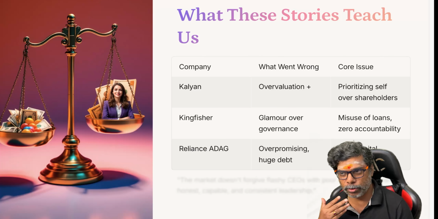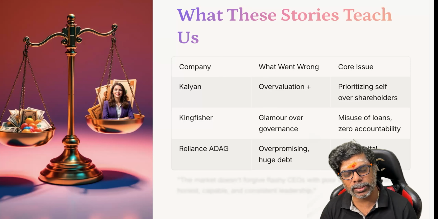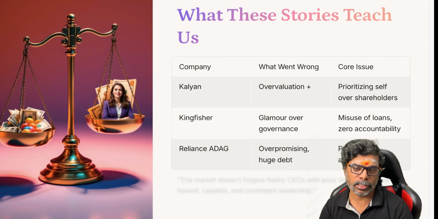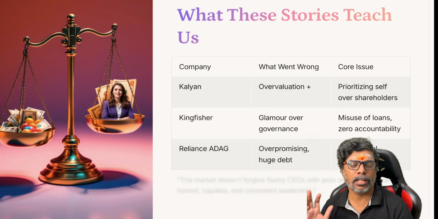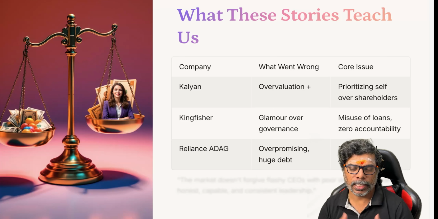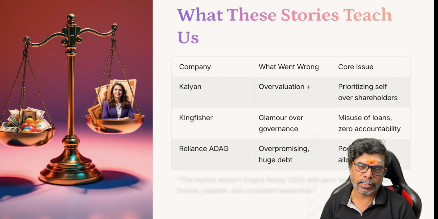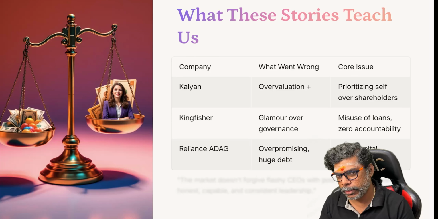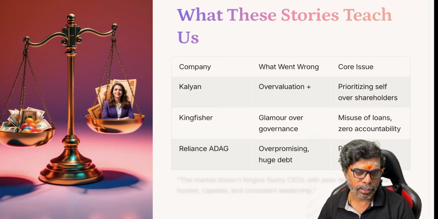Kalyan, the stock is also overvalued, and promoters are focusing on their own lavish life rather than on the shareholders. Kingfisher, a similar thing. The promoter had a glamorous, lavish life, and misuse of loans, and there was zero accountability from him. So the entire Kingfisher airline collapsed, right? And Anil Ambani's case, he was very aggressive. He thought his company would do better, but that over-promising is not going to help. In reality, poor capital allocation spoiled the entire company.